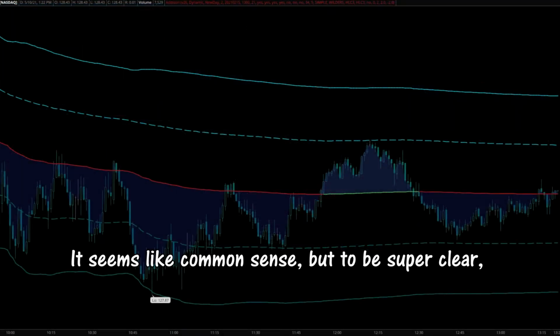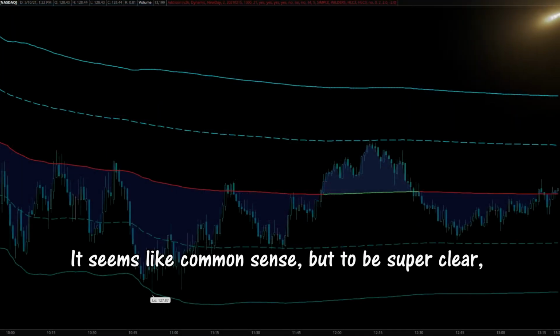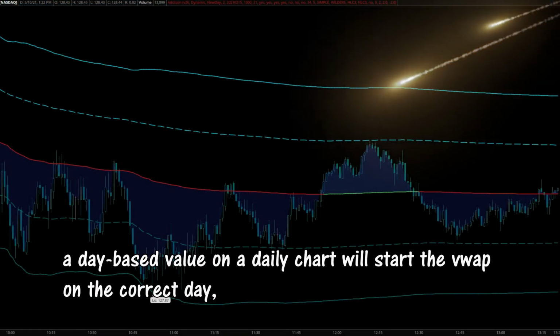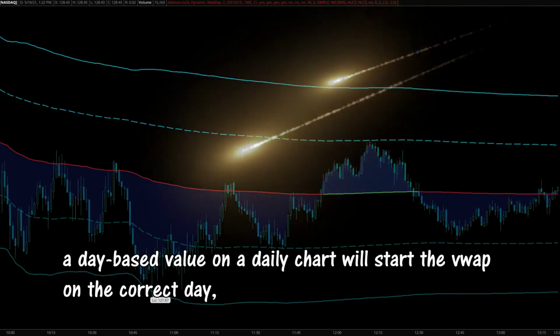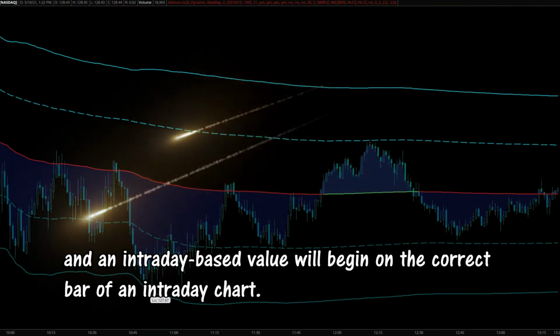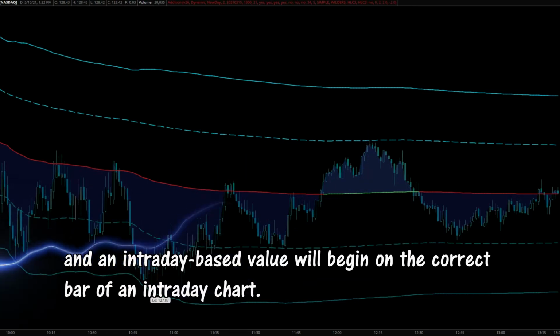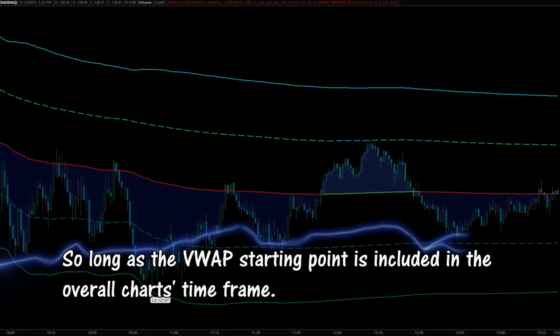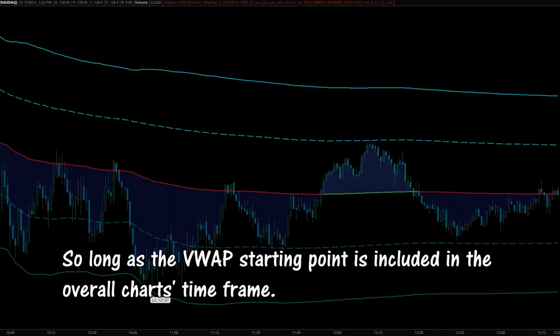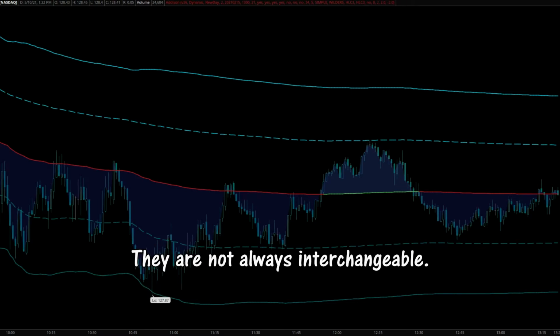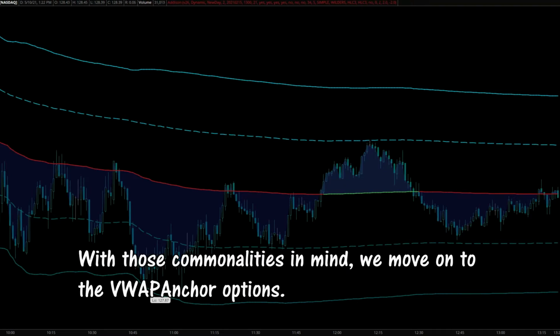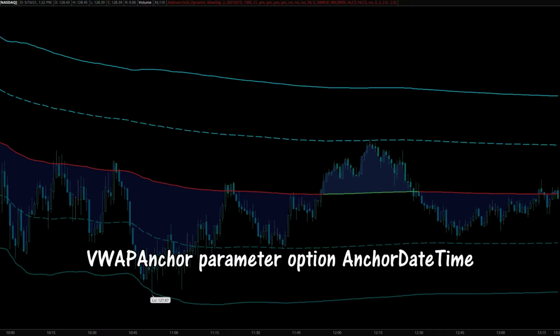It seems like common sense, but to be super clear, a day-based value on a daily chart will start the VWAP on the correct day. And an intraday-based value will begin on the correct bar of an intraday chart, so long as the VWAP starting point is included in the overall chart's time frame. They are not always interchangeable. With those commonalities in mind, we move on to the VWAP anchor options.